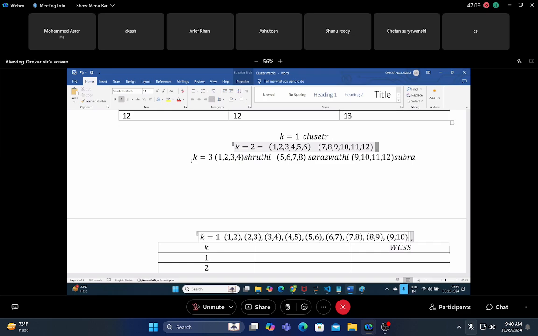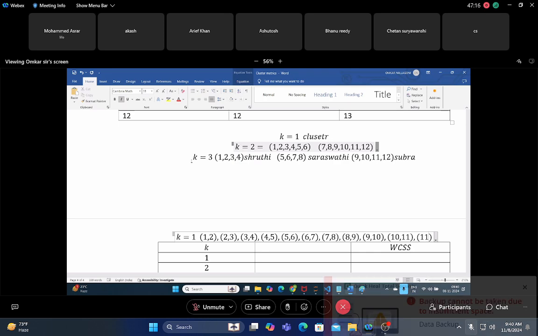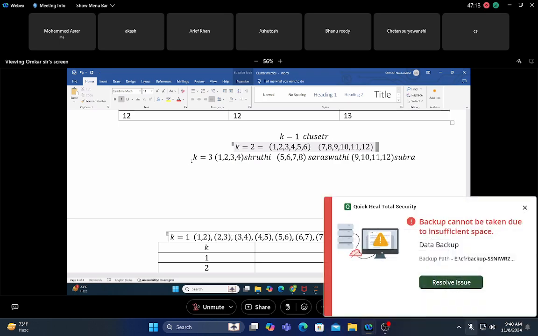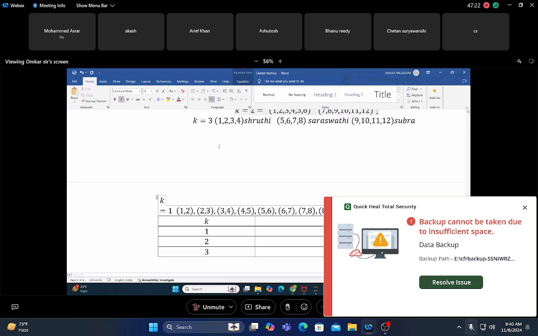Nine comma 10, 10 comma 11, 11 comma 12, 12 comma 13. These are the data points.